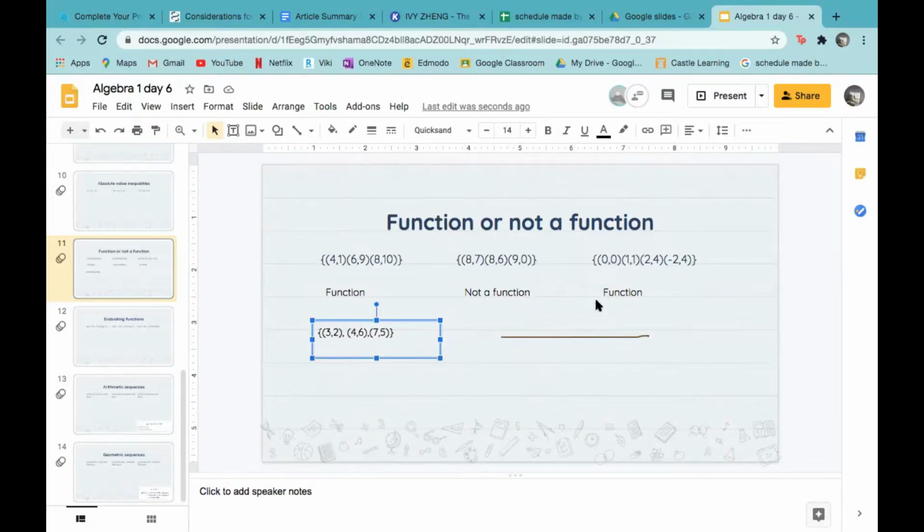Okay, let's try this one. Would this be a function or not a function using the vertical line test? Function because it could go one single time. Right. Okay, what about this one?